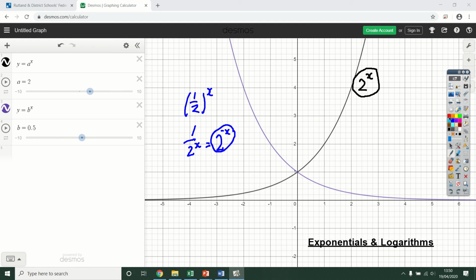Last piece of information you should know as well: all of these graphs will go through this point over here, 0, 1, okay? And that's because whatever the base, and we're always going to be taking positive values for a, you might want to think about what happens if you make a be a negative number. But if a is positive and you raise it to 0, then that's always going to be 1. So that's why you always go through this point down here, 0, 1.